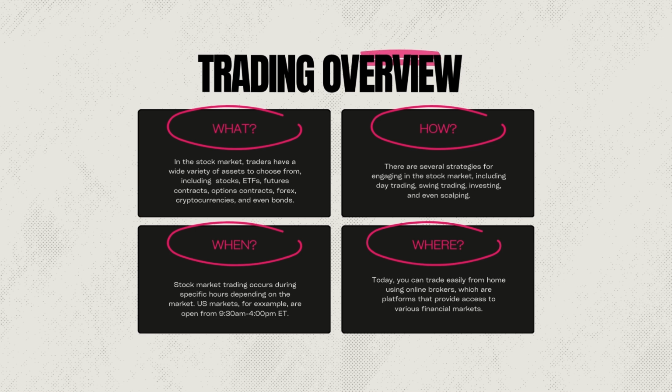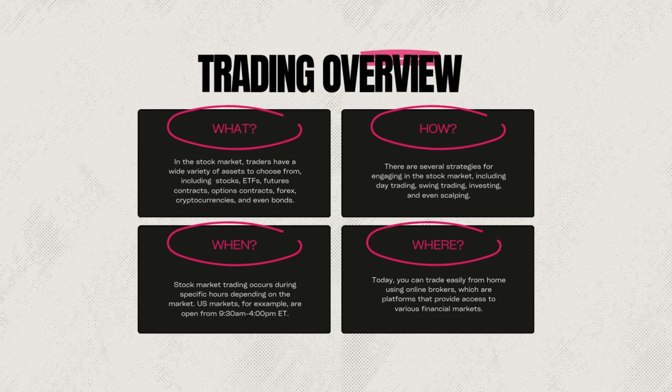When can you trade? Well, the stock market trading occurs during specific hours. So in the United States markets, they're open from 9:30 a.m. to 4 p.m. Eastern for stocks and ETFs. But futures, for example, you can trade almost around the clock. There's like an hour and a half where it's down, and you can start trading again at like 6 o'clock in the evening Eastern time.